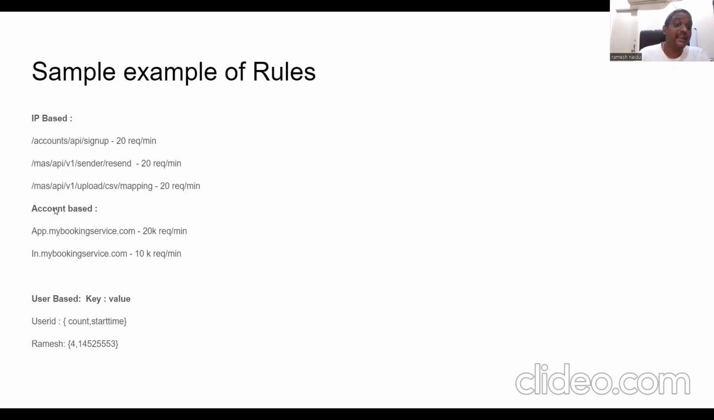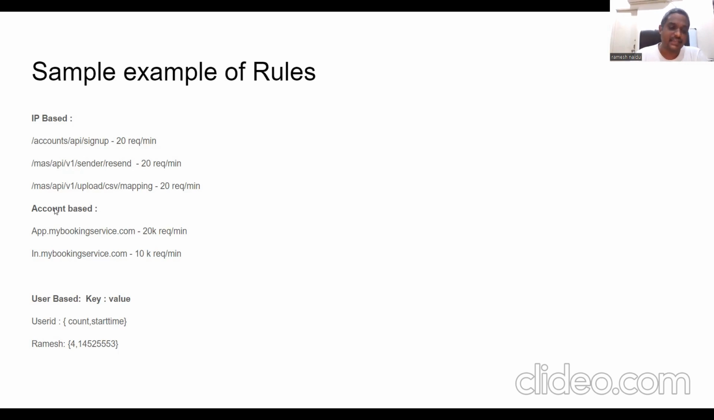This is an endpoint level configuration. And similarly for user base, I have a specific use case where I want more throttling for some of the user IDs. They have some extra privileges. So I can say user based in the key value format where it says user ID, count, and start time.